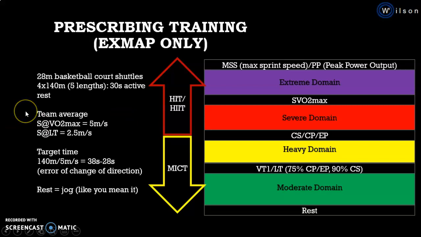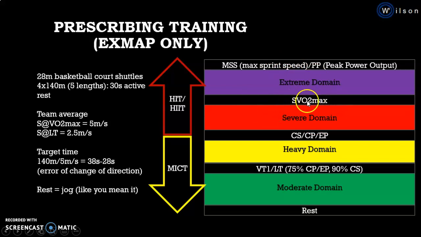I don't know if I can do that. Well, no worries. You can actually prescribe training just from knowing these little landmarks, right? So basically knowing what adaptations come with each of these domains, you can understand, okay, well, what training am I going to prescribe? I want to improve VO2 max.